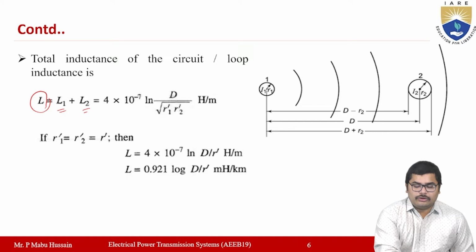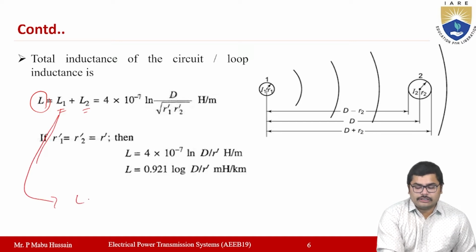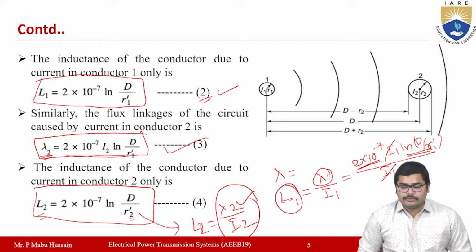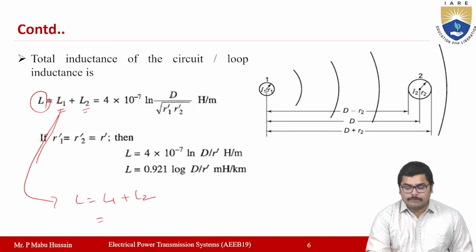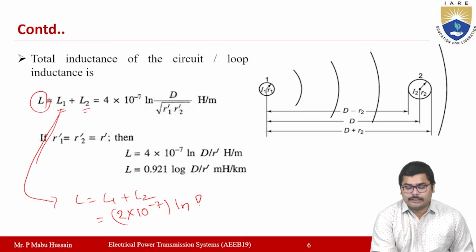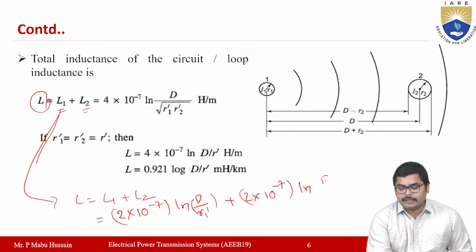Okay, now you already know what L1 is. So L is equal to L1 plus L2 here. From equation 2, L1 can be written as 2 into 10 power minus 7 ln d by R1 dash, and L2 will be 2 into 10 power minus 7 ln d by R2 dash.